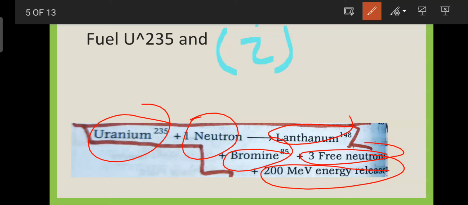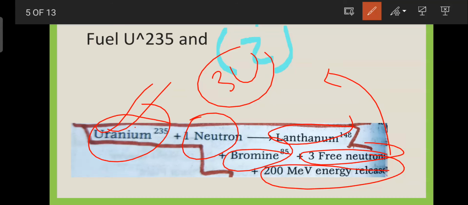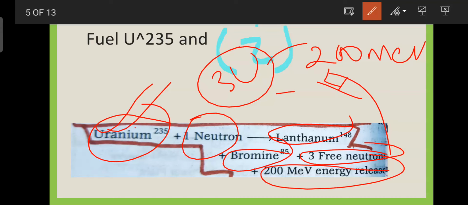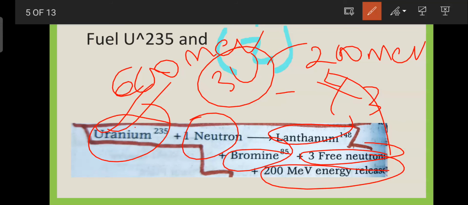The fission causes further fission, and further fission creates more fission. So these 3 neutrons cause 3 more uranium fissions, and each of these contains 200 mega electron volt. So 200 into 3 is 600 mega electron volt, with 3 plus 3 plus 3, that is 9 free neutrons.